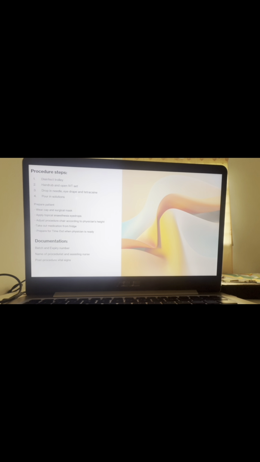For the steps, later I will show you guys. Don't worry about this, it's good to know. Later we can open this while preparing. And then we skip to the documentation part, which is the batch and expiry number that needs to be documented in the system, the name of the procedurist and the assisting nurse, followed by the post-procedure vital signs.